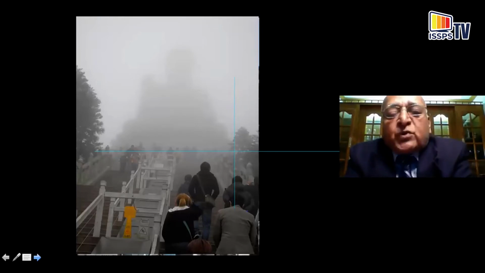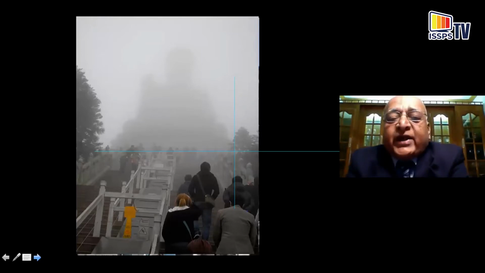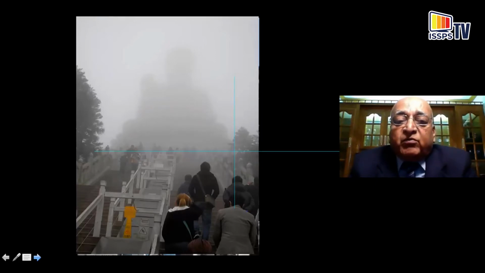When the pandemic is over, I would like you all to visit Hong Kong and look at one of the world's tallest bronze Buddhas, which is on Lantau Island. I had the opportunity of visiting Lantau Island almost a decade ago. And the moment I landed onto this island from the cable car, a huge fog moved in and covered my view of the bronze Buddha. And this is what I could see.